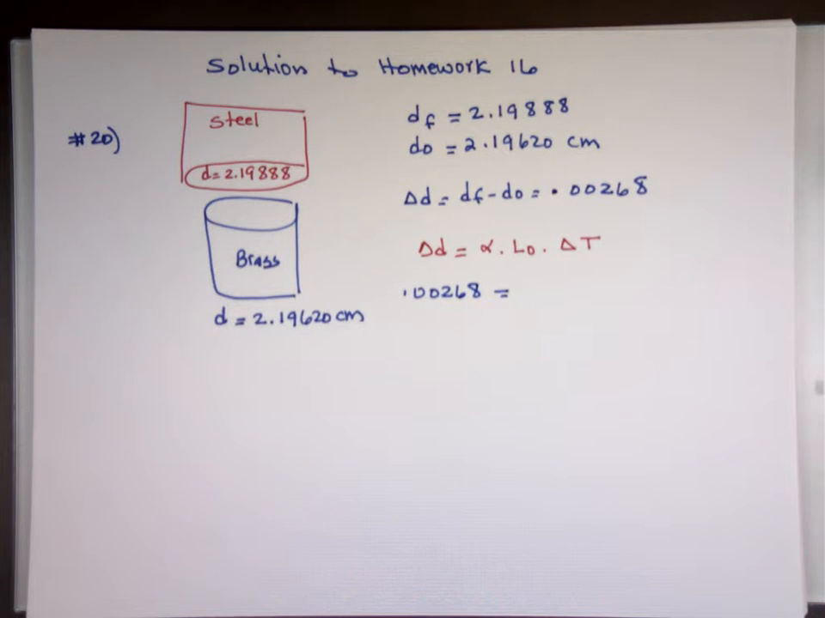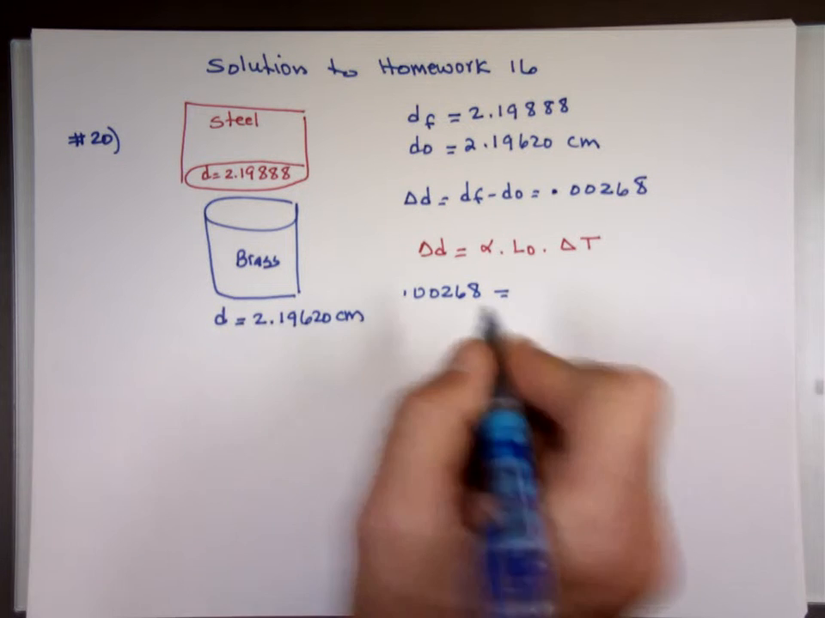I have to look for alpha for the brass here. Specific heat for brass, where are you? Gold, silver, copper, steel. Oh, what is it? I'm looking at the wrong table. Brass. Brass is 19 times 10 to the negative 6.